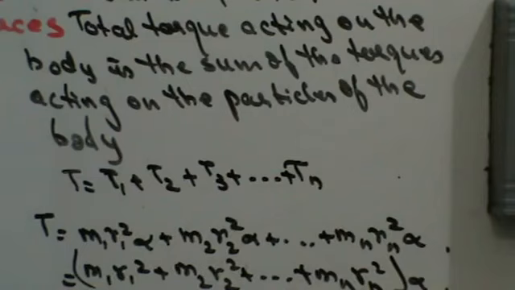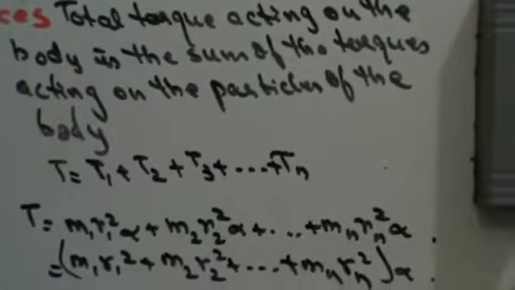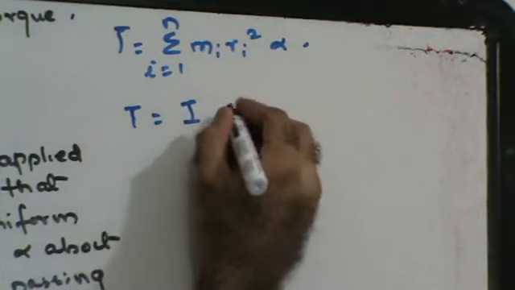Now this can be written as sigma Mi Ri square, where i is equal to 1 to n, into alpha. But sigma Mi Ri square, with i from 1 to n, is nothing but the moment of inertia. Therefore torque is nothing but moment of inertia into alpha. That's the relationship between moment of inertia and torque: T is equal to I alpha. And I presume that's what you were asking me. Torque is moment of inertia into angular acceleration, right?